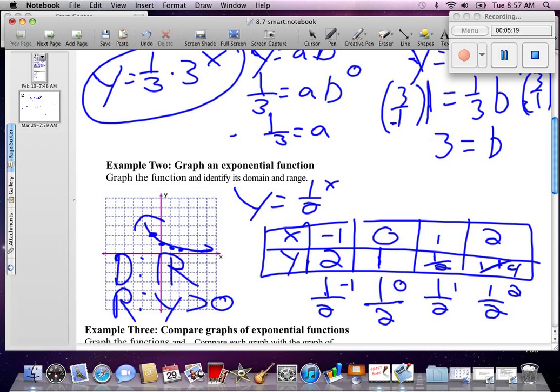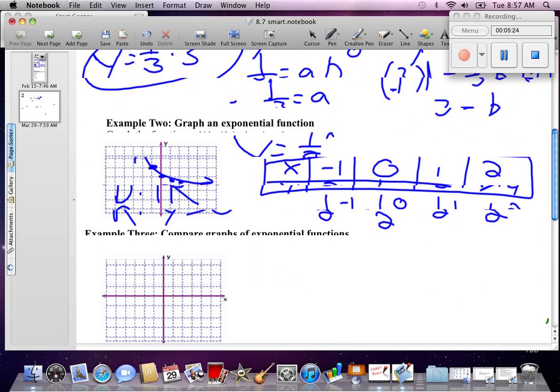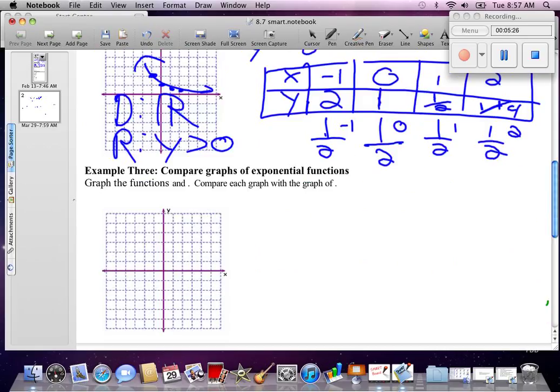Okay. So the next one, I'm going to graph two different equations on the same graph paper. The first one I'm going to do is y equals 3 times 1/2 to the x. And the next one is y equals negative 1/3 times 1/2 to the x. Okay, so I'm going to make a chart again.